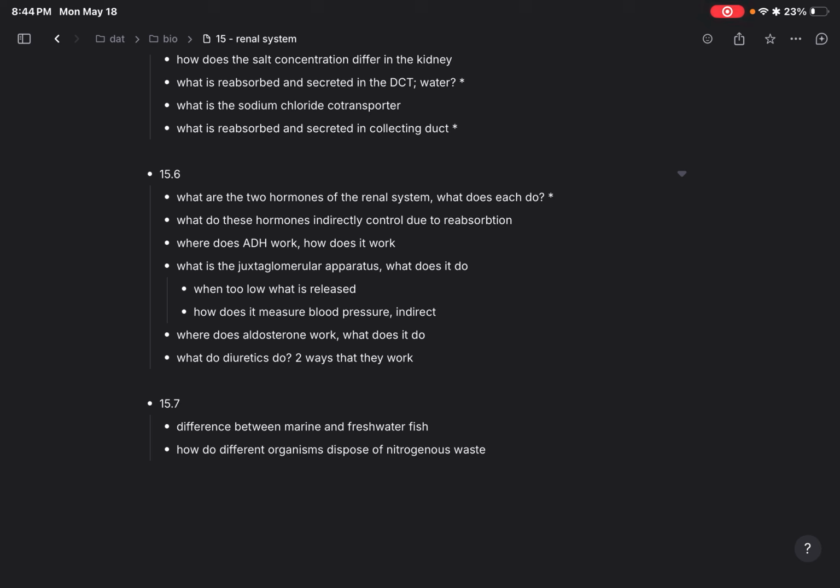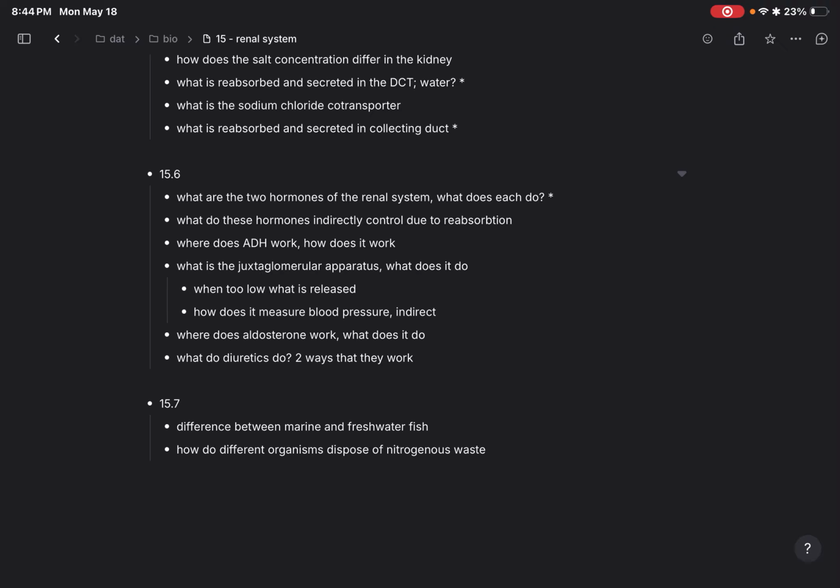No, it's not. RAAS is actually named for its key components. When renin is released by the juxtaglomerular apparatus, it initiates the cascade that produces angiotensin, which then stimulates the adrenal glands to release aldosterone. Aldosterone acts downstream in the system, so these are all connected.